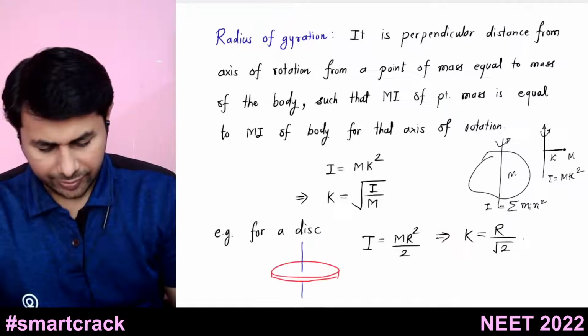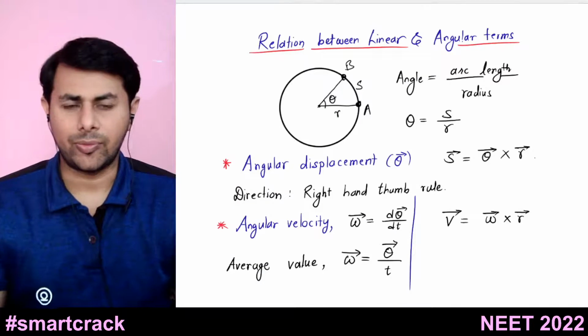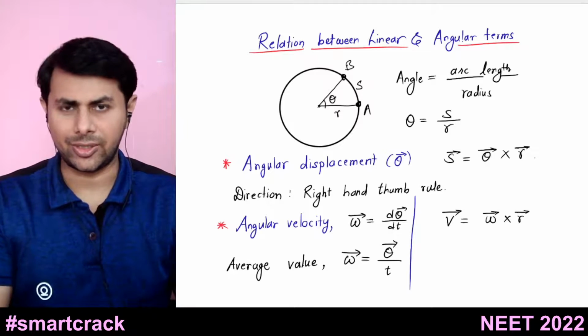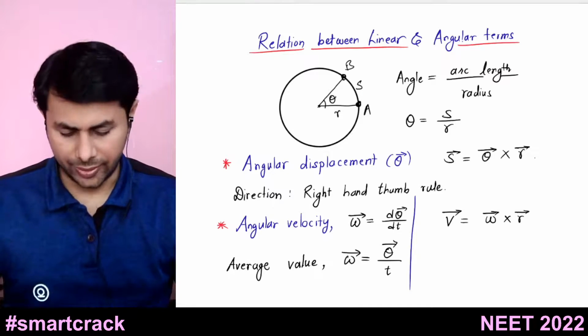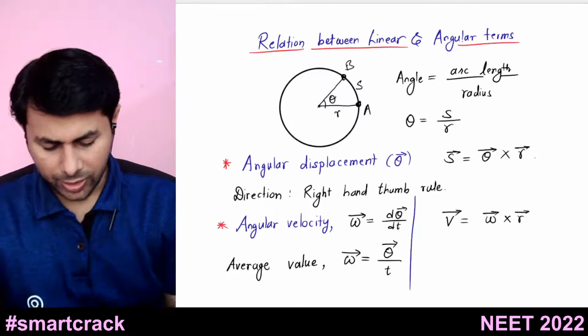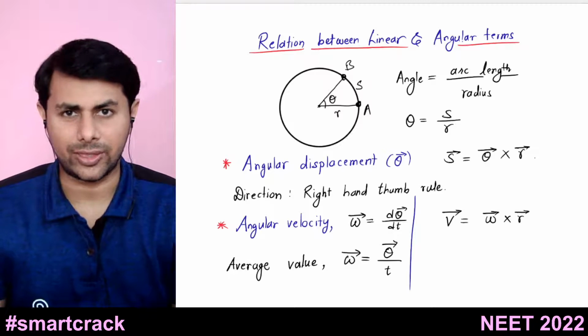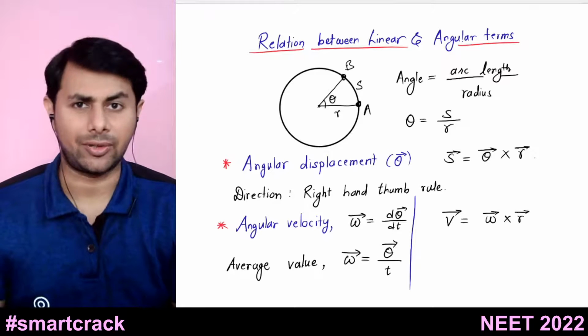So yesterday we discussed the moment of inertia and radius of gyration. Today let's see the next part of the theory and the problems. Okay. So now let's talk about the relation between linear and angular quantities. So what is the relation between linear and angular quantities?